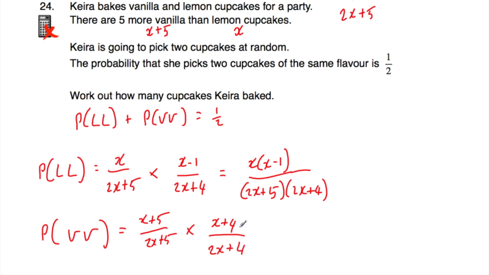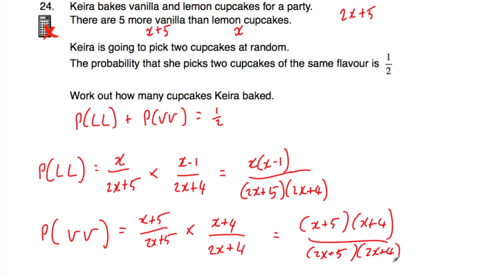As we saw earlier. And then if we want to find the probability of a vanilla cupcake and another vanilla cupcake, we times those together, so that'll be, I'm just going to put it in brackets, x plus 5 times x plus 4 over 2x plus 5, and then in brackets 2x plus 4. So that's the probability of Kira picking a vanilla cupcake and another vanilla cupcake. Now we know that the probability that she picks 2 cupcakes of the same flavour is a half. So that means that this plus this is equal to a half.